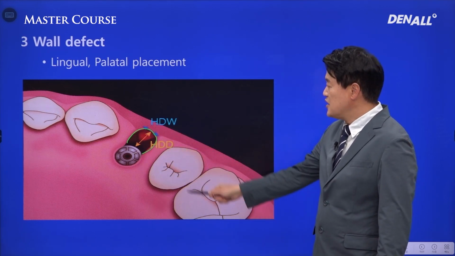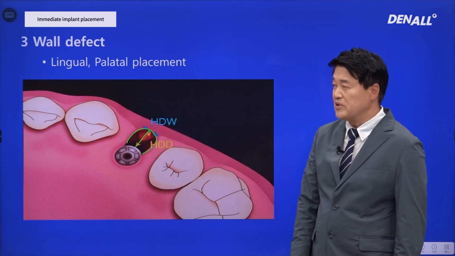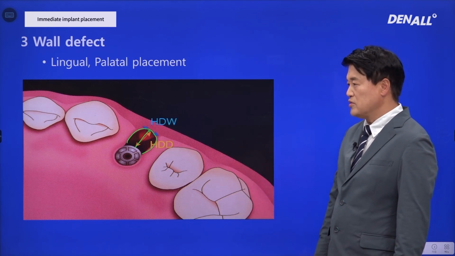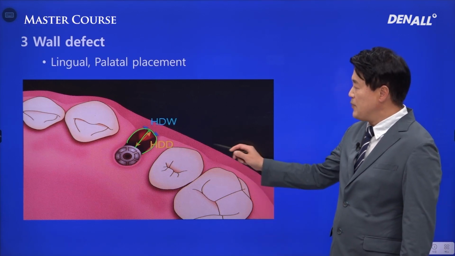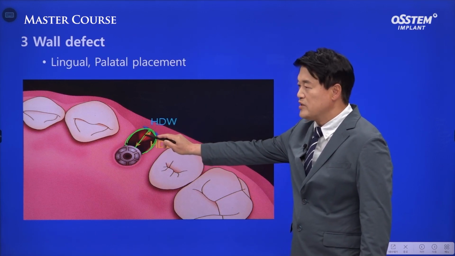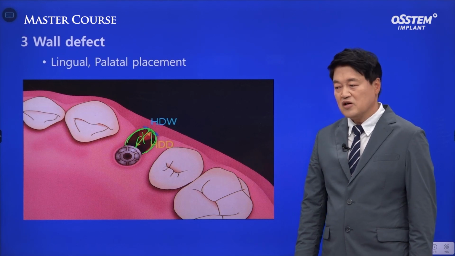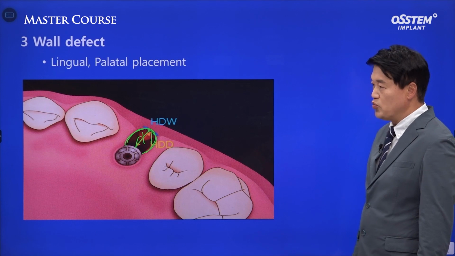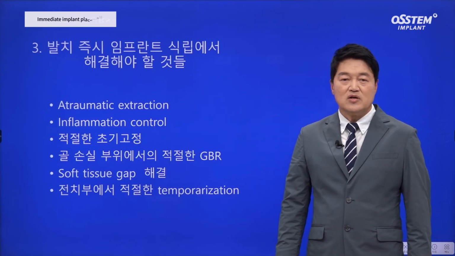If it is placed too buccally, then it will be a one-wall defect. Then, clinically, we will not be able to get good results. Therefore, in the case of immediate implant placement, you need to place it towards the lingual and palatal area to make sufficient gap here and do GBR so that buccal bone can be formed nicely. This study really highlighted that point.